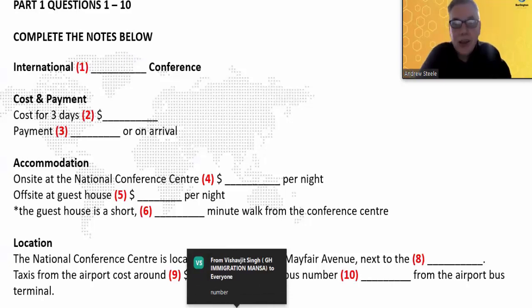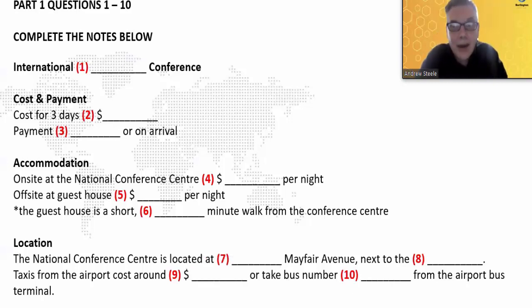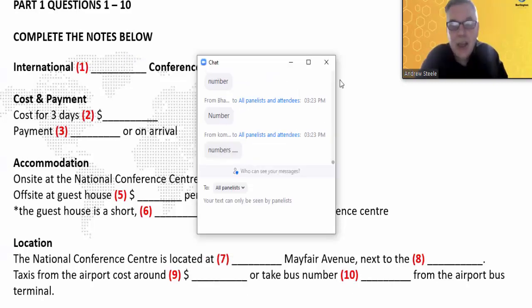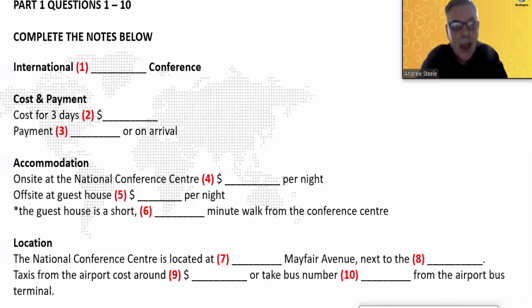So we want our students to be able to identify these things. Of course, number 4 is also going to be a number, and number 5 also, and number 9 also, and possibly number 10. So they know that they have to listen for a number when those keywords in the recording related to those parts of the test come up.